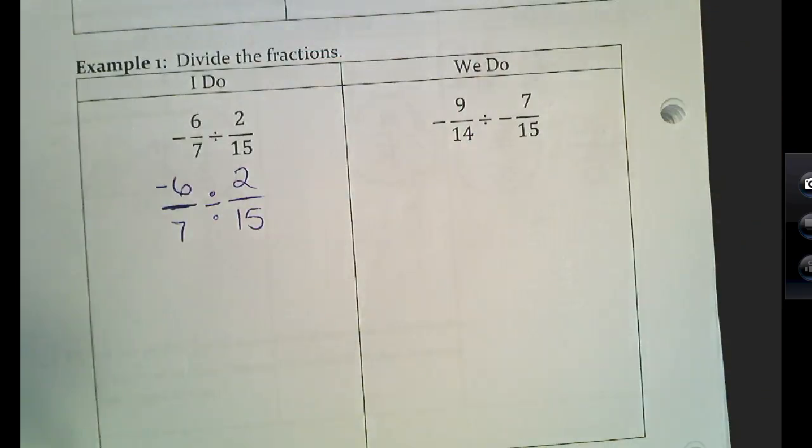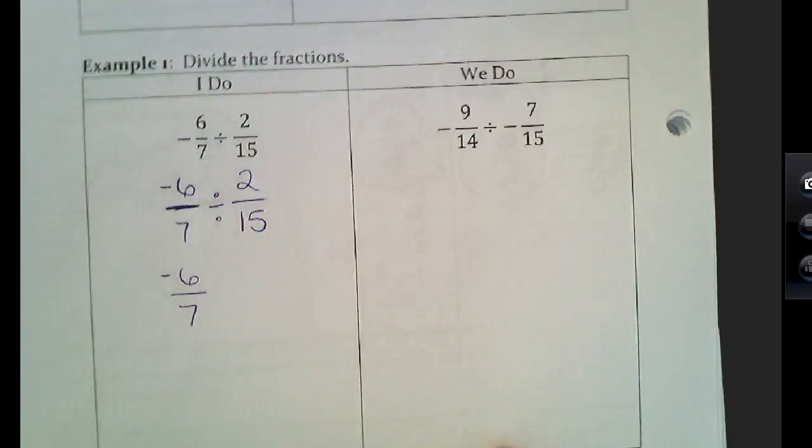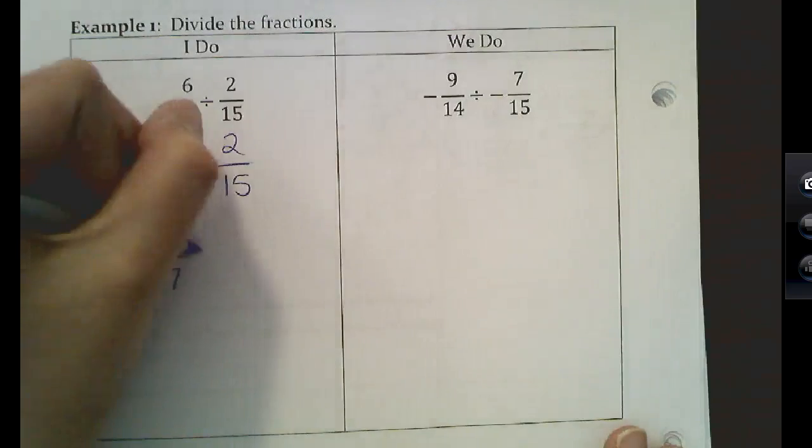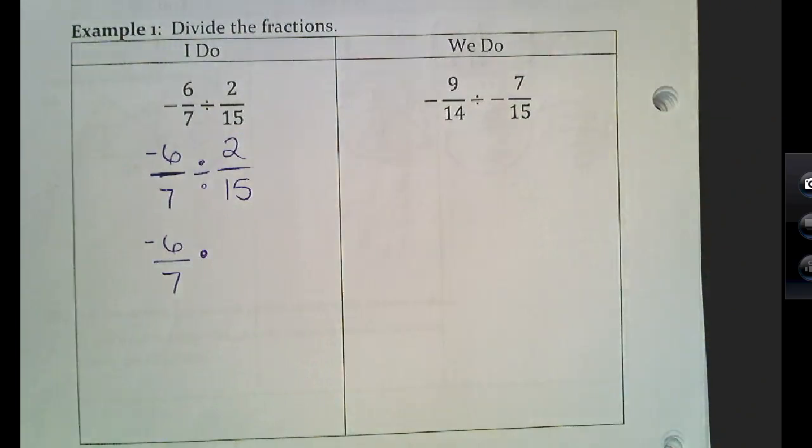So get ready for our crowd response. You need to keep your first fraction the same. Let's try it again. Keep your first fraction the same. So go ahead and keep your -6/7. You need to change division to multiplication. Try one more time. Change division to multiplication. And then go ahead and flip your second fraction.